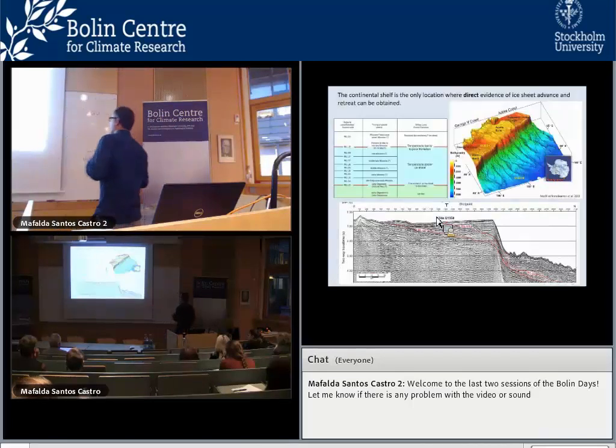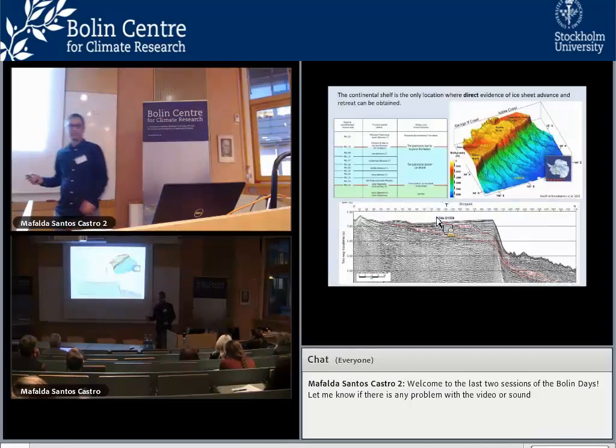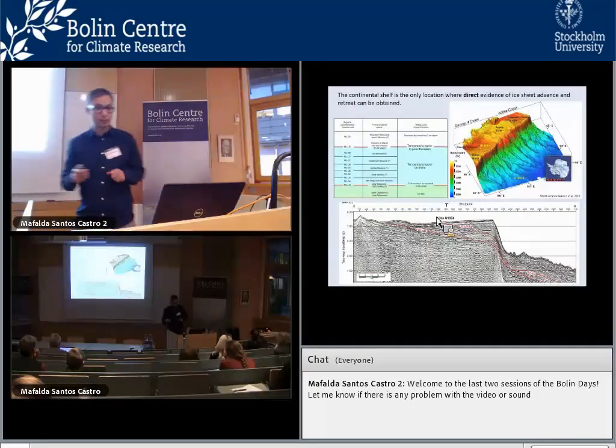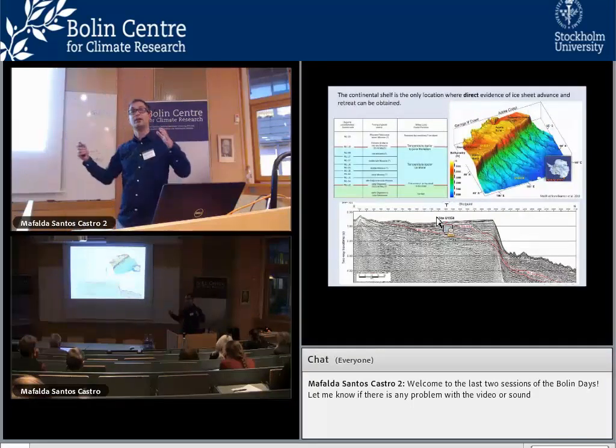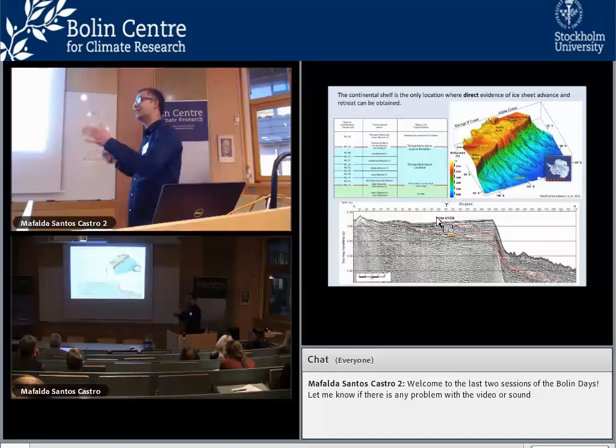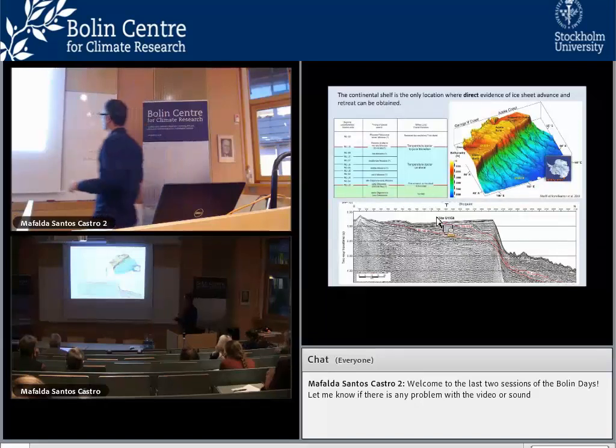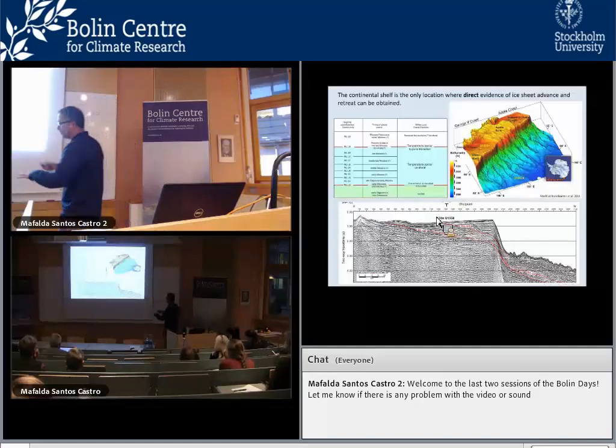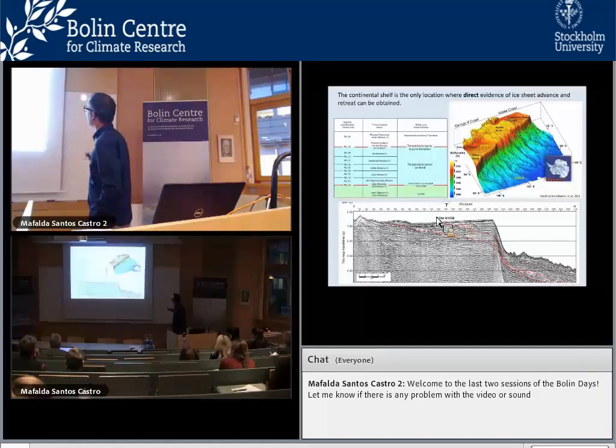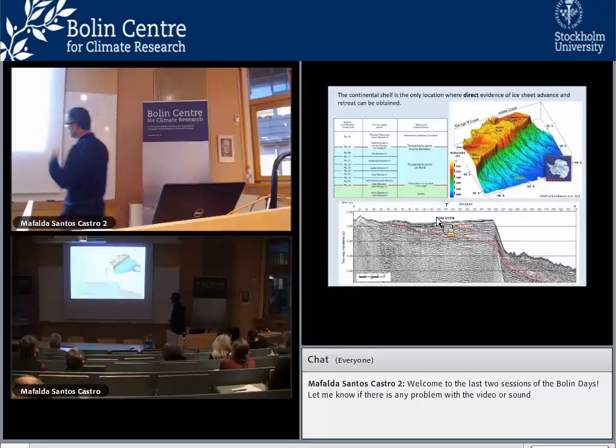So what we wanted to do is, okay, this is what the models are predicting. Can we find some geological evidence for this on the shelf, directly at the mouth of this large trough? So the area is here. Here you see a map of Antarctica. This is a swath bathymetric image of the seafloor. Here you can see the continental shelf. I'll be talking a little bit about this core. Here's the slope going into the deep ocean.